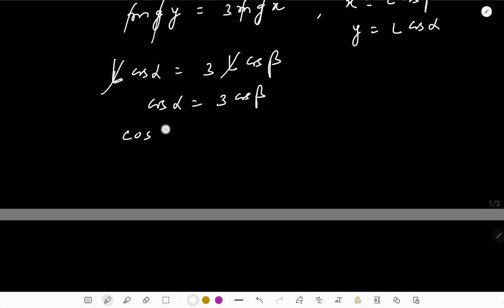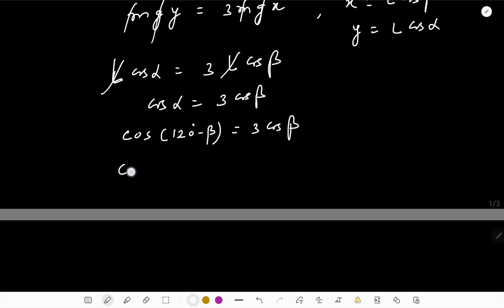In place of alpha, I would like to write 120 minus beta, and cos beta. We get a relation for beta as a single unknown. So we are going to find the angle beta, and once we get beta, we can easily find alpha, or who knows, we may not need to find the value of alpha.